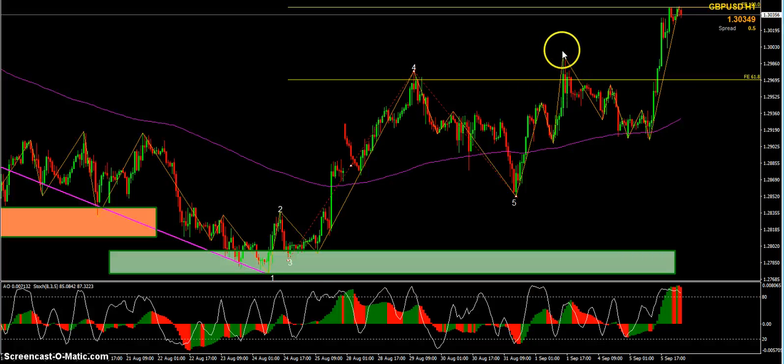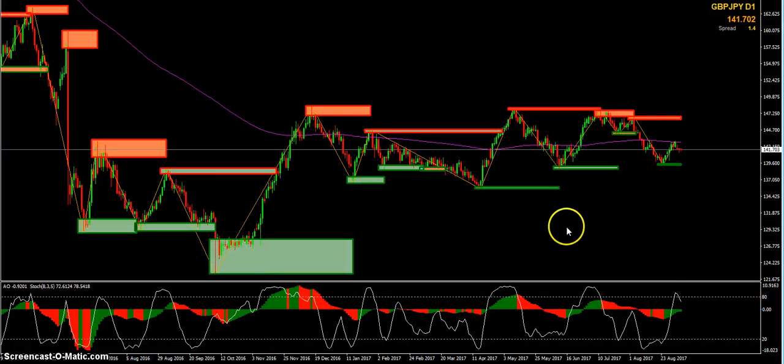We saw it spike up and then come back down. So we took an exit there. But the Fib expansion 100% level up here is exactly where it's hit right now. So if you're still in the trade, I'd be looking at getting out. The trade we're currently in at the moment is the pound yen.